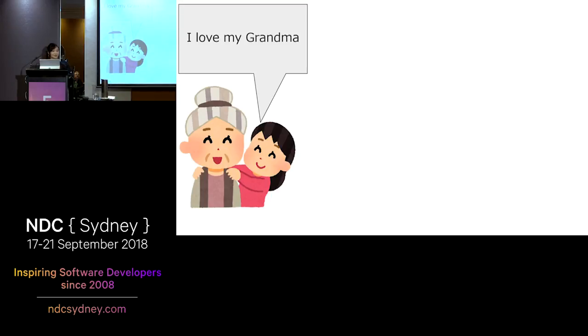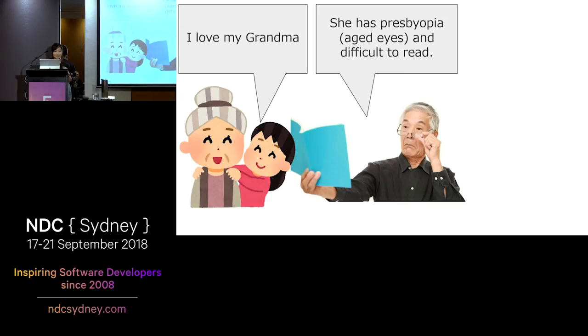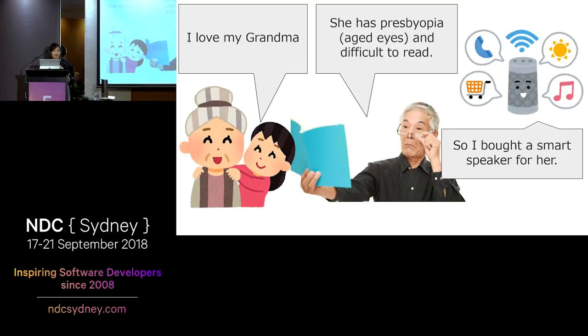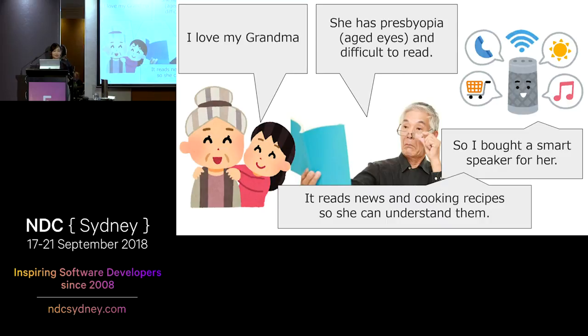I love my grandmother, but she has aged eyes and it is difficult for her to read. She can't even look at the TV screen and can't read the words. And so I bought a smart speaker for her. It reads news and cooking recipes so she can understand them. She looked very happy, so I'm also really happy.